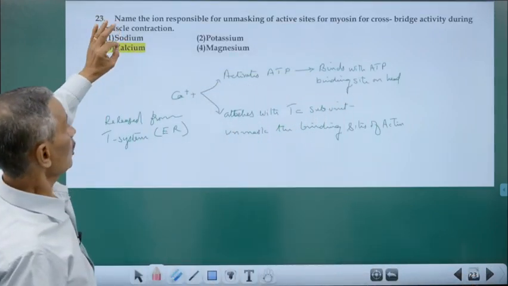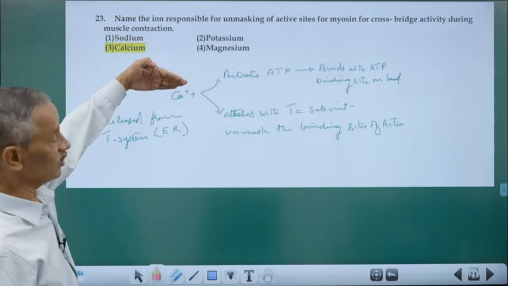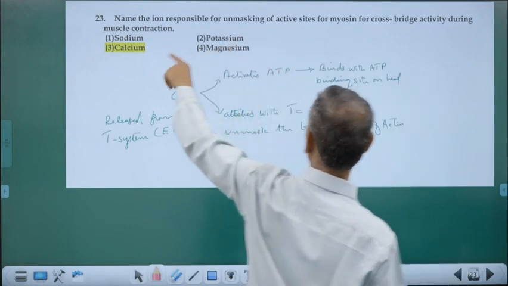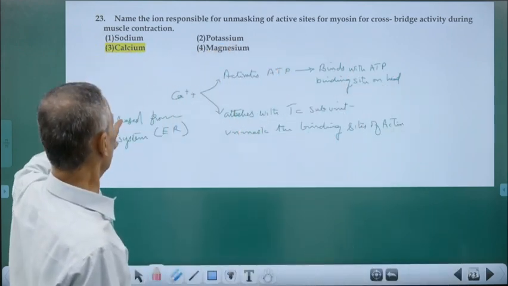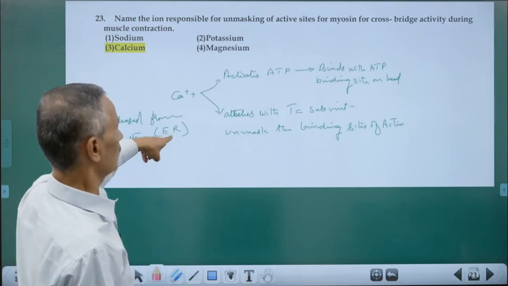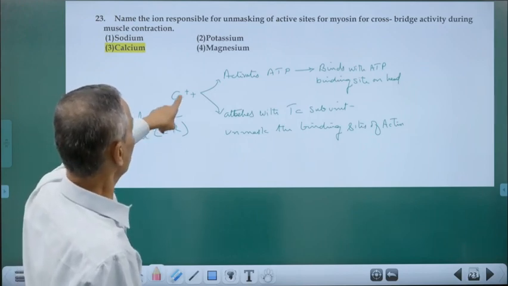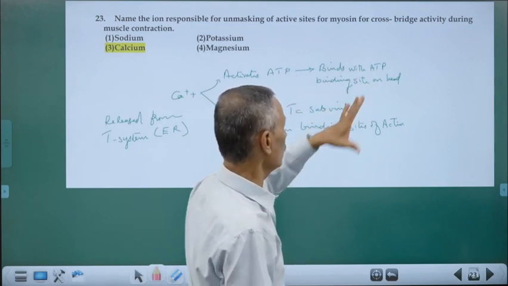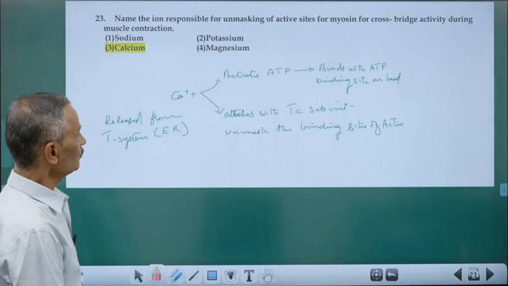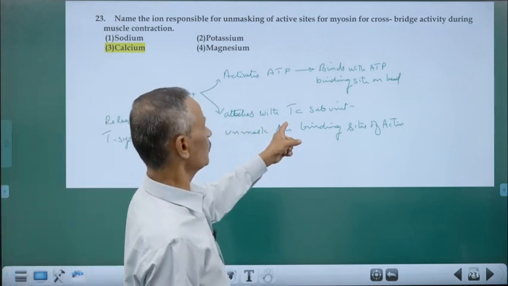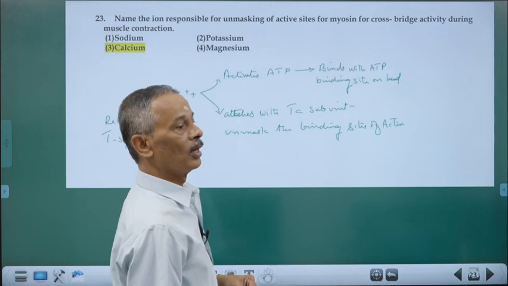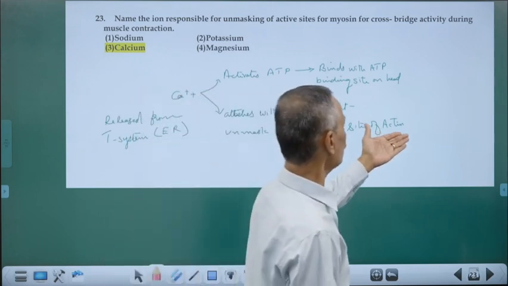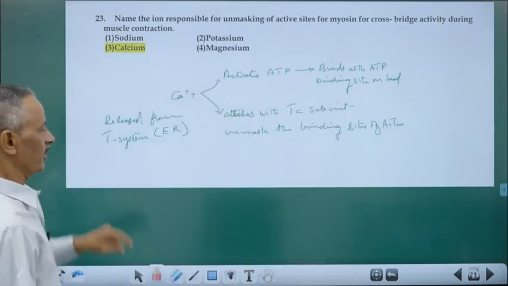Name the ion responsible for unmasking of the active sites. We have discussed these things for myosin, for cross-bridge activity during muscle contraction. It is calcium. Calcium is released from the T system, which is a modification of the endoplasmic reticulum. It will activate ATP. Now ATP will bind with the ATP binding site on the head of meromyosins. This calcium will also get attached to the TnC subunit of the troponin, and that will help in unmasking the binding site of actin. That is the role of calcium. Okay.